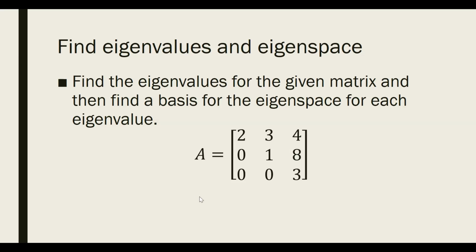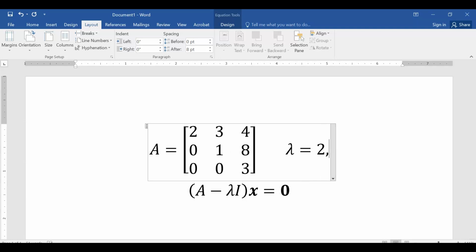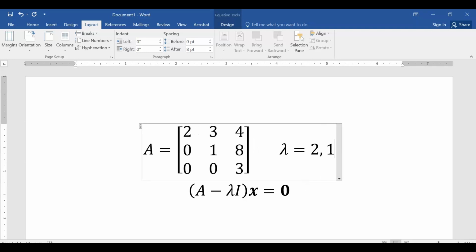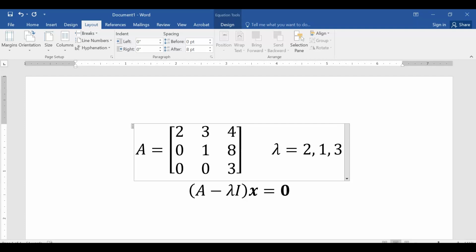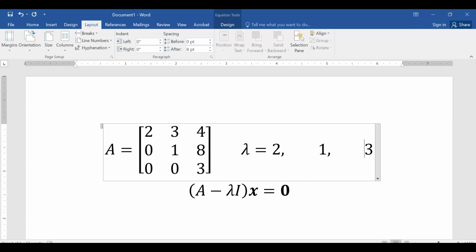Okay, so hopefully you went ahead and did that. It will take you a little bit of time, if you're getting discouraged, hopefully you aren't. So let's go through this. We have 2, 3, 4, 0, 1, 8, 0, 0, 3 as our matrix. Now because this is a triangular matrix, I know that the 3 eigenvalues are going to be 2, 1, and 3, because those are the diagonal entries of my triangular matrix.